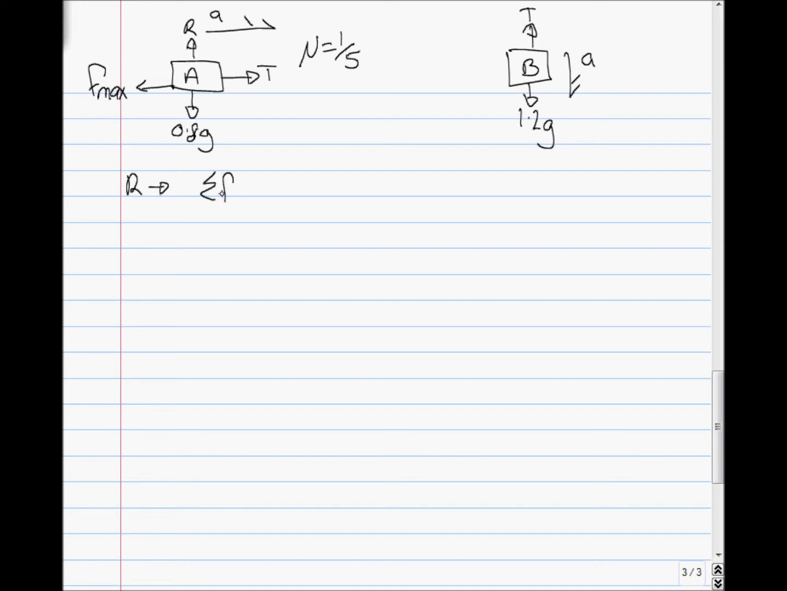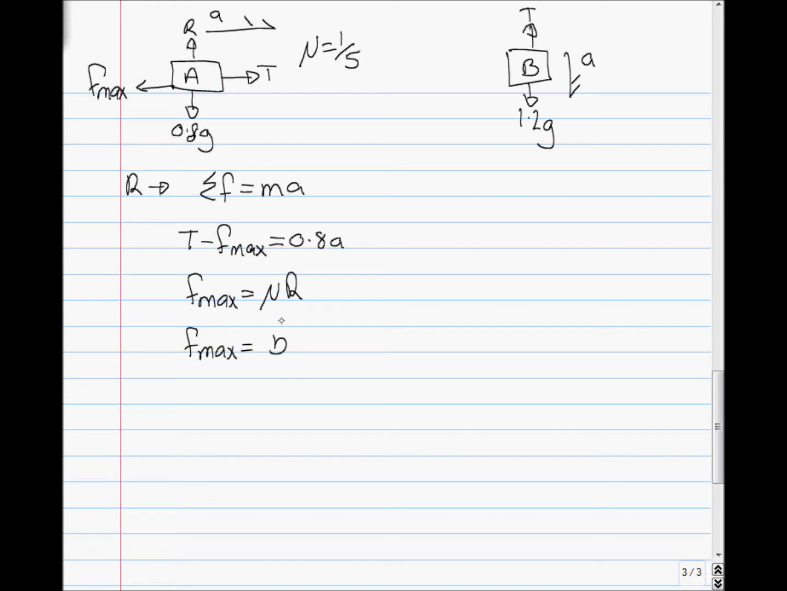It's moving, so we've got the sum of the forces equals mass times acceleration. Now we have T acting in a positive direction, and we are taking away F max, and that is equal to 0.8 A. Okay, now we know that F max equals mu R.